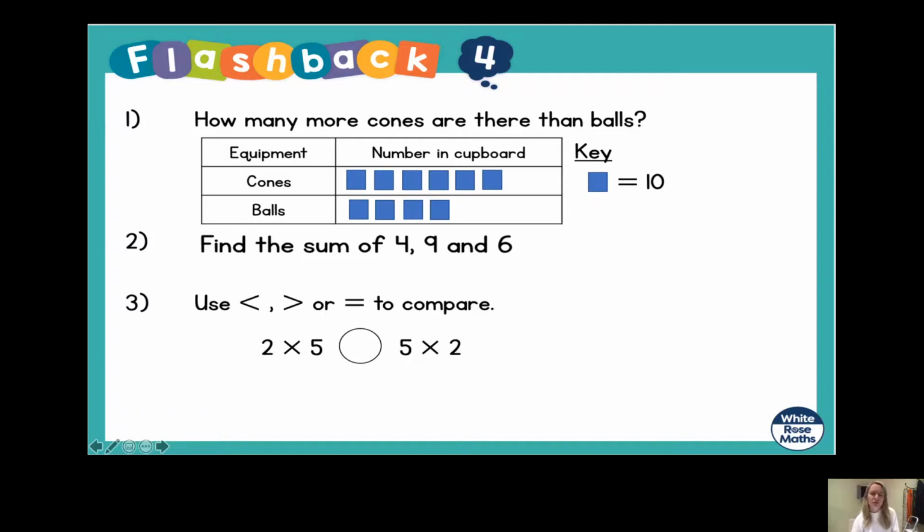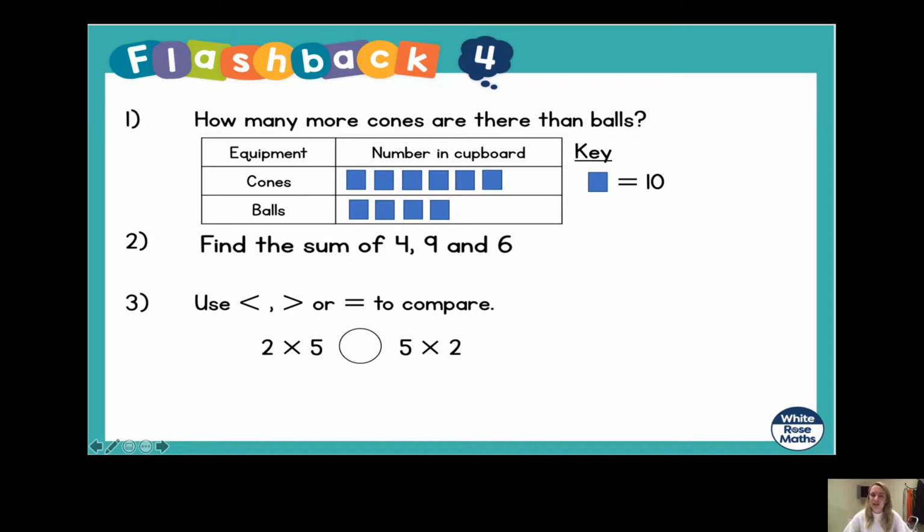Now number 2, find the sum, the total of 4, 9 and 6. Now we have done a lot of questions like this. Can you spot the 2 numbers that jump out at us and use this to help you answer the question? Then number 3, you need to use the less than, the more than or the equals to sign to compare the 2 multiplication number sentences. Okay, so pause the video now and have a go.